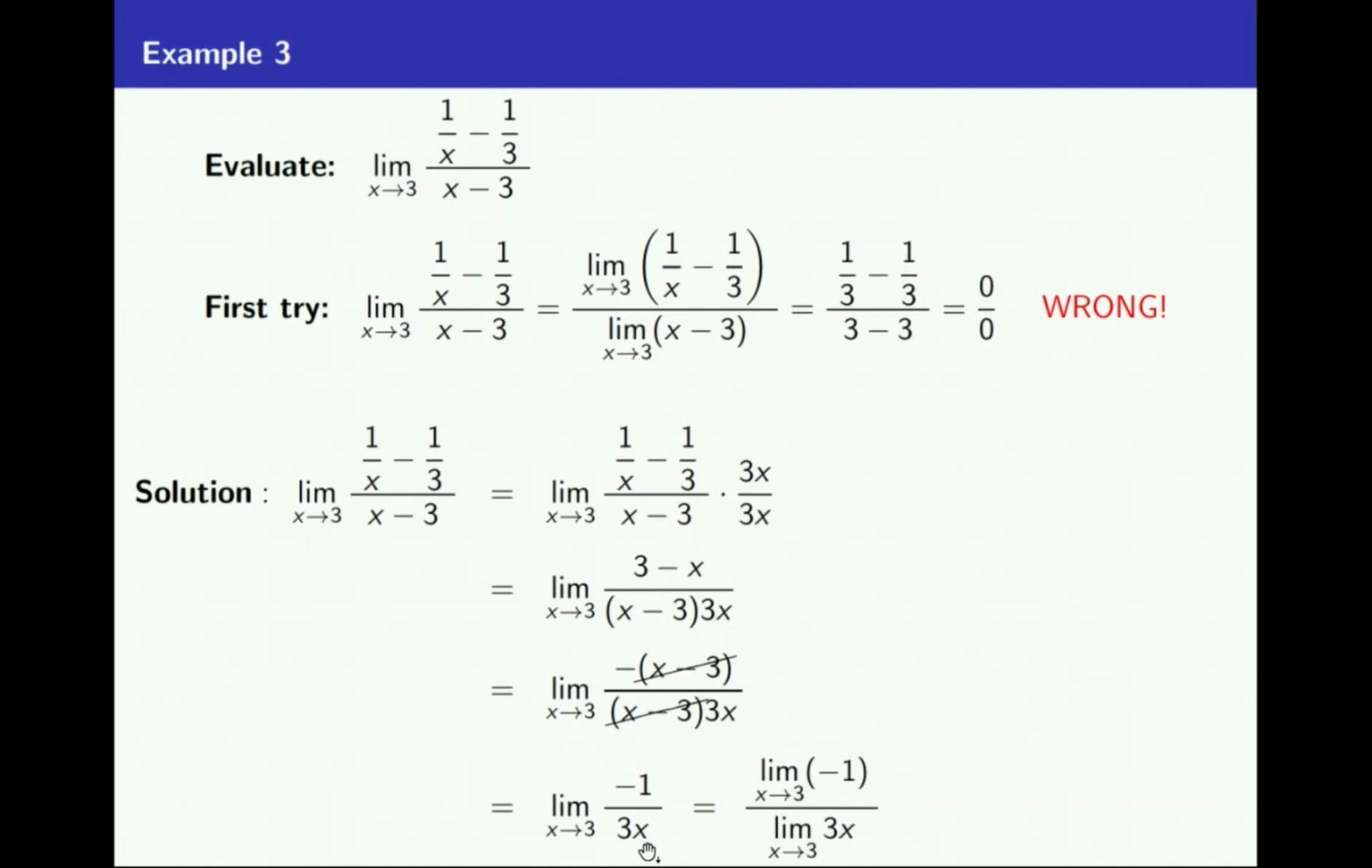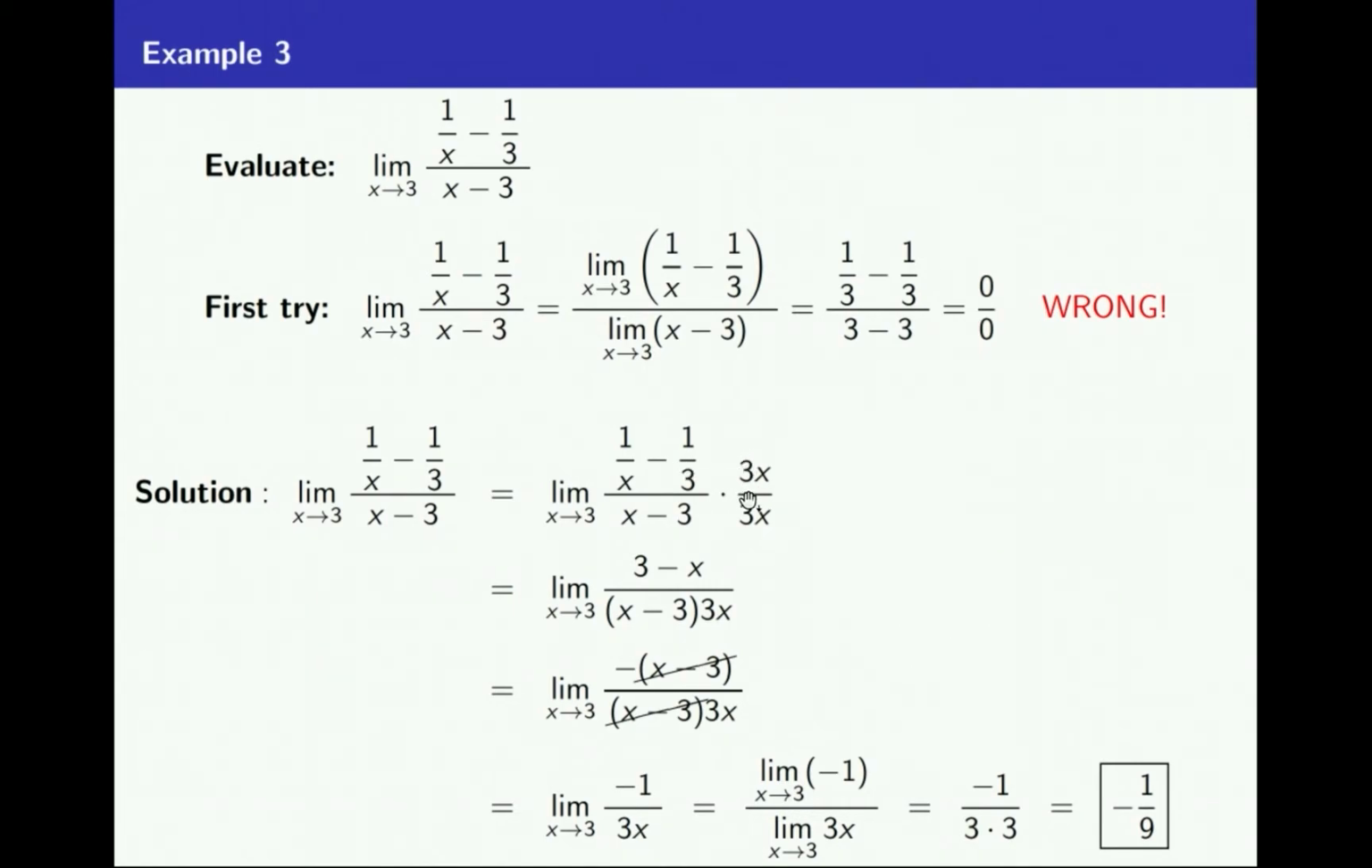And here we can apply a limit law. We get the limit as x approaches 3 of negative 1 divided by the limit as x approaches 3 of 3x, giving us negative 1 divided by 3 times 3, or negative 1/9. So there's our answer. So the moral of this example is to try multiplying by 1 in the form of an expression divided by itself that has the potential of simplifying parts of your expression.